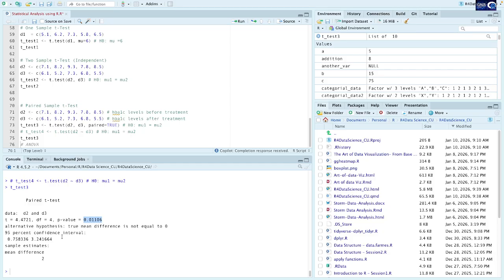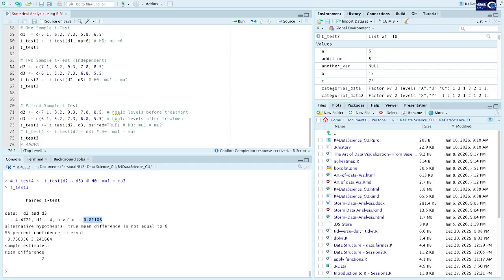But if the p-value is greater than 0.05, we fail to reject the null hypothesis, meaning there is no evidence to conclude a significant difference between the means. Now, we also need to interpret the magnitude and direction when it comes to a paired t-test. So that is a sample estimate. Here the mean difference is 2.